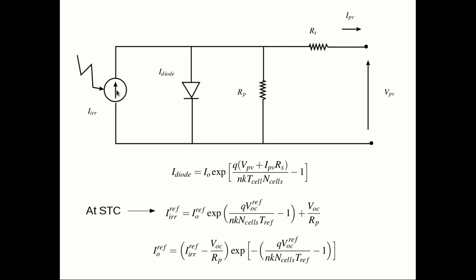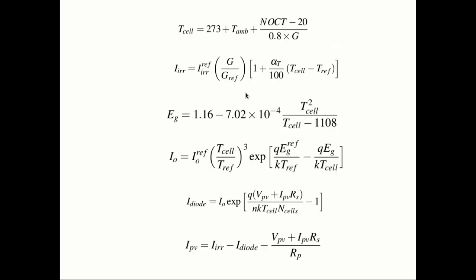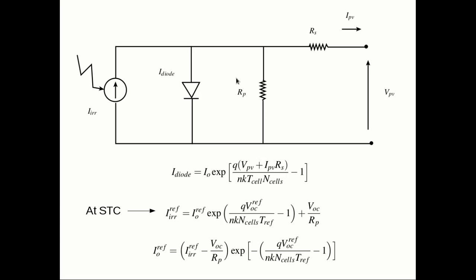What happens to this? All the current which is generated by the PV panel has to go somewhere. It cannot go out of the terminal because it's open circuit. This resistance RP is very large. The way to go, the path of least resistance, is this diode. That means a small amount of it will go into the parallel resistance, but if we neglect this resistance, almost the entire amount can be assumed to flow through the diode, and that's what this is.